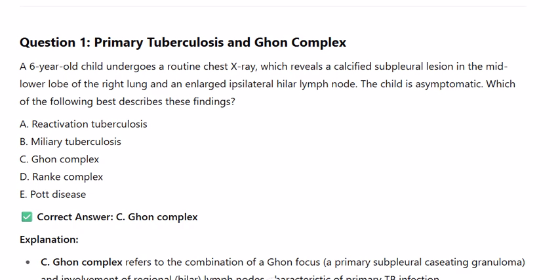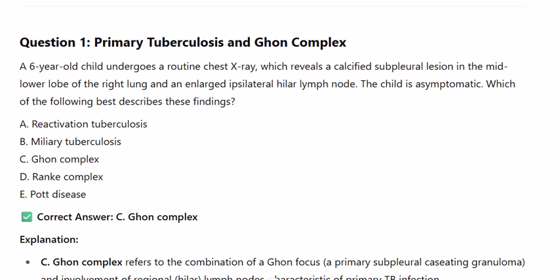Question 1. Primary tuberculosis and Ghon complex. A 6-year-old child undergoes a routine chest X-ray, which reveals a calcified subpleural lesion in the mid-lower lobe of the right lung and an enlarged ipsilateral hilar lymph node. The child is asymptomatic. Which of the following best describes these findings? A. Reactivation tuberculosis. B. Miliary tuberculosis. C. Ghon complex. D. Ranke complex. E. Pott disease. C. Ghon complex.